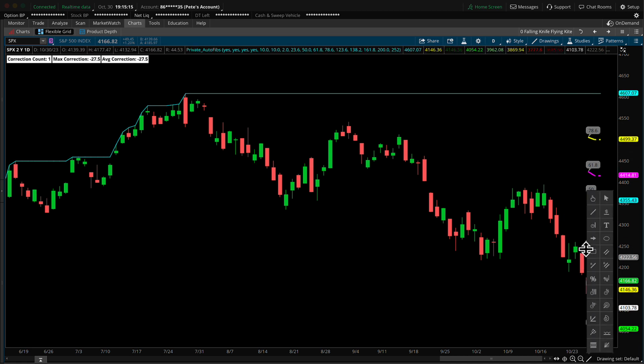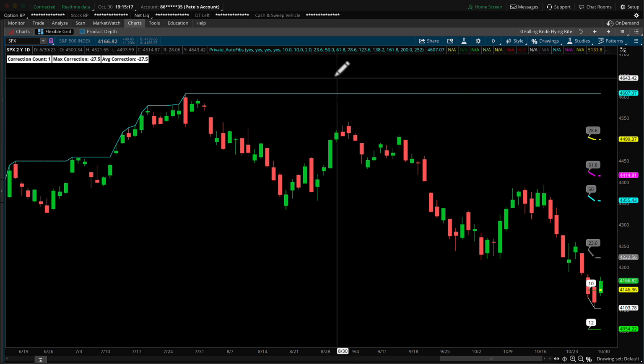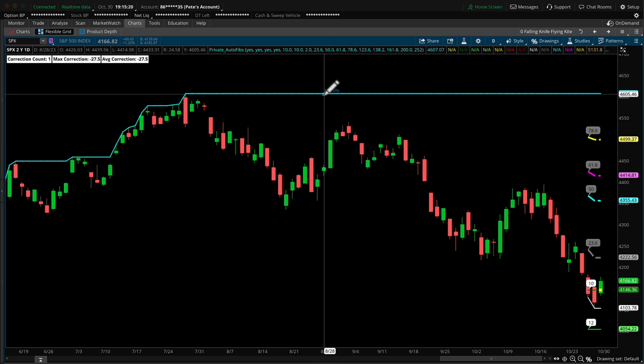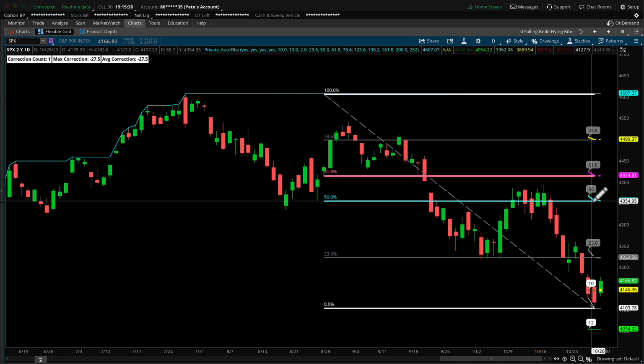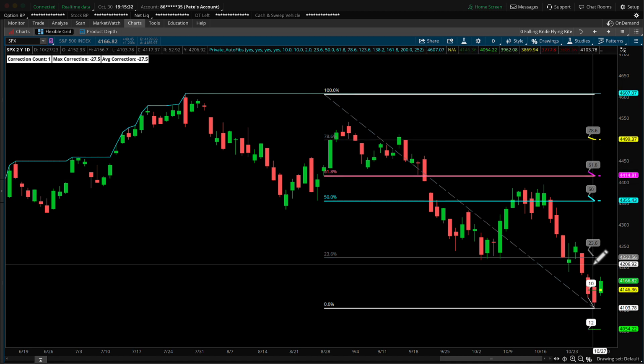So let's go ahead and draw a Fibonacci tool on here, and we go from the 52-week high down to the low. You see this white line right here that started to pick up right at the 10% correction level. So go ahead and tag that right there. And you can see how these levels match up with the Fibonacci tool.